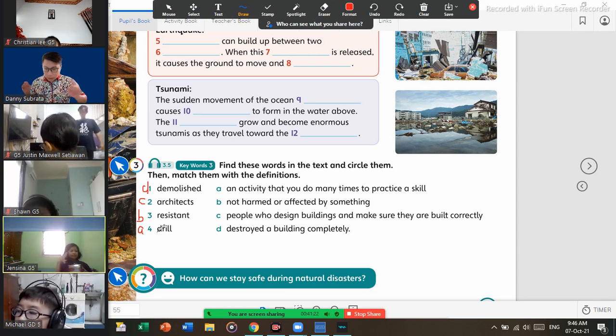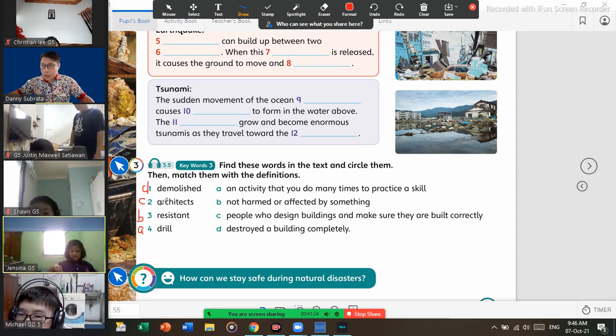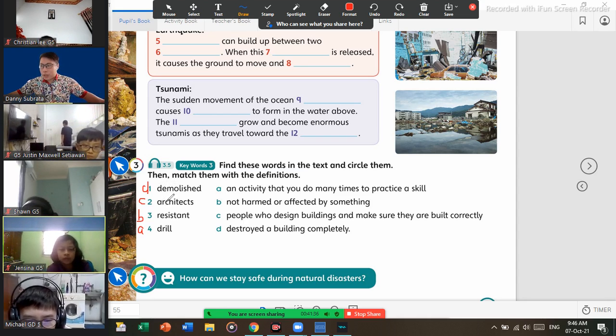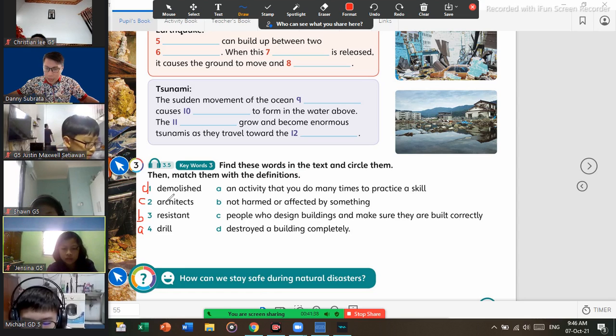Okay, so let's continue. Here are the answers. Number one is D, destroyed the building completely, that is demolished. Number two, architects is a person or people who design buildings and make sure they are built correctly. And then resistant is when you are not harmed or affected by something, which is B.